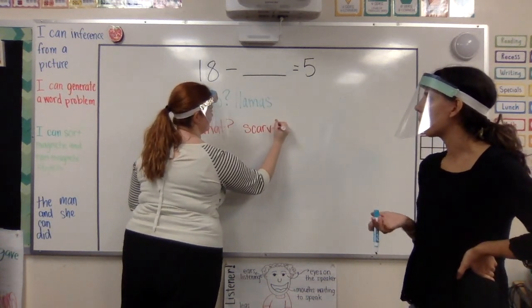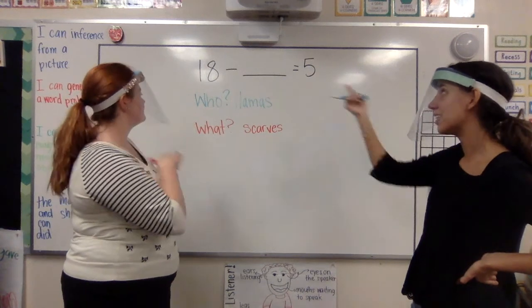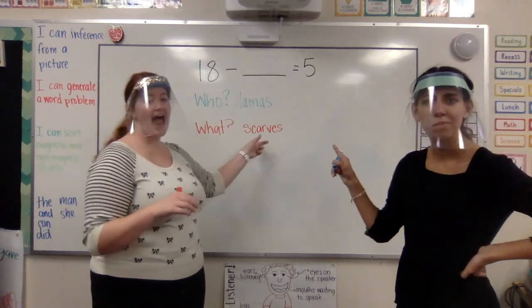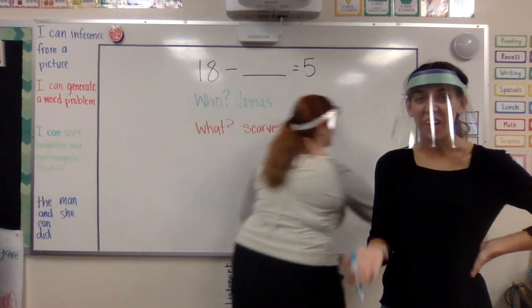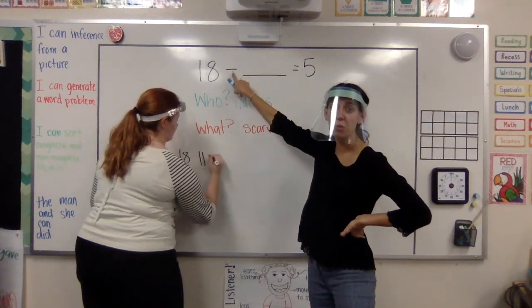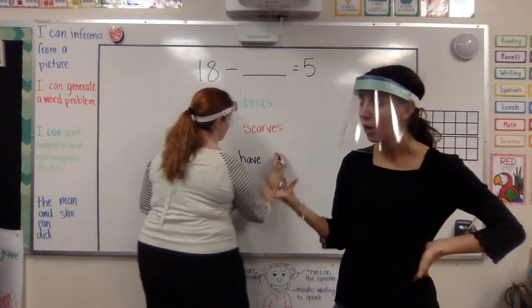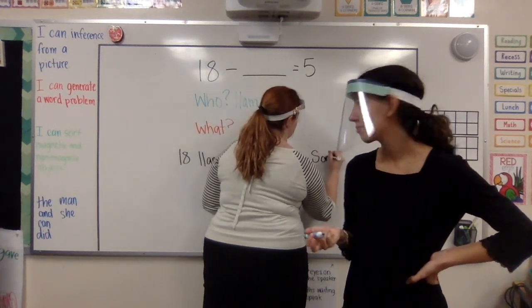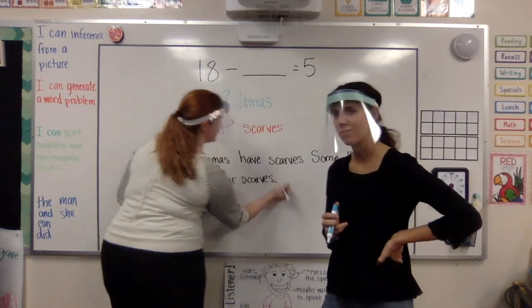Well, now we have to come up with a full word problem sentence using our who and what and our numbers. Well, we could say 18 llamas have scarves. Oh, and some lose their scarves. So some of my llamas lose. Remember, I'm saying lose because we have subtraction. And if you lose a scarf, you don't have it anymore. So we're subtracting some scarves from our llamas. Well, now what, Miss Lestico?